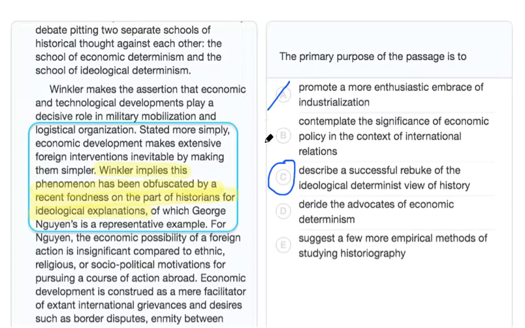Choice B might be tempting at first because the passage does explore the significance of economics, but it is its role in history, not in international relations. So this answer is also wrong.